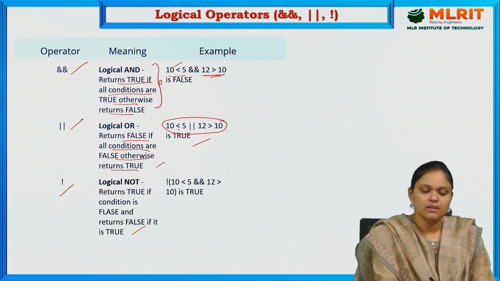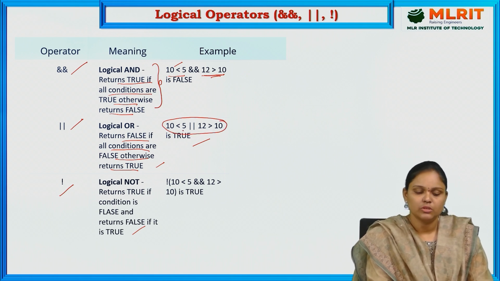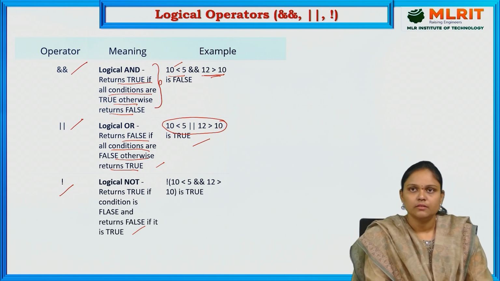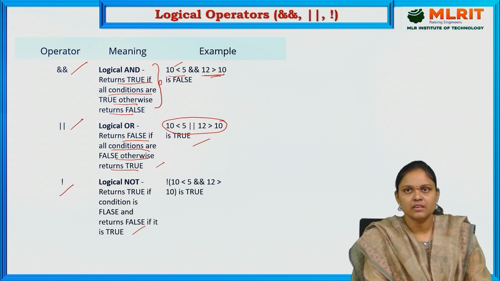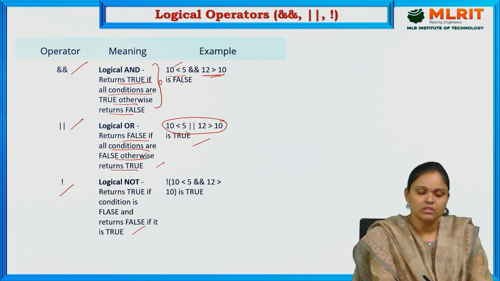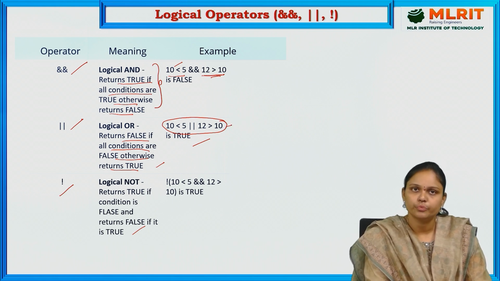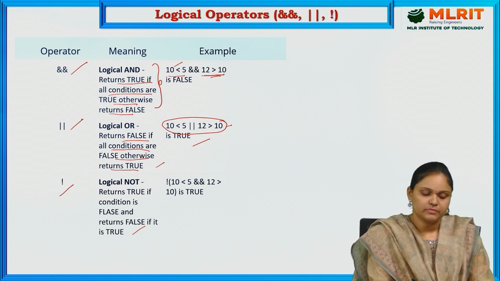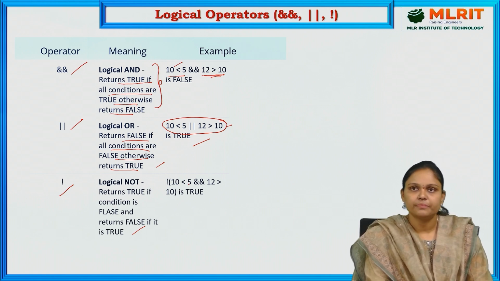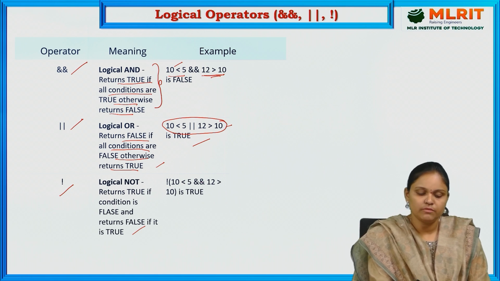And 10 less than 5 is false. And 12 greater than 10, it is true. So one false we got and the other one is true. So we are evaluating this expression as true. And then next, 10 less than 5 is false and 12 greater than 10 is true. And we are using the operator here as a logical AND operator.